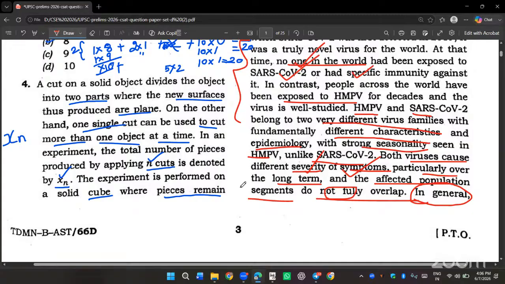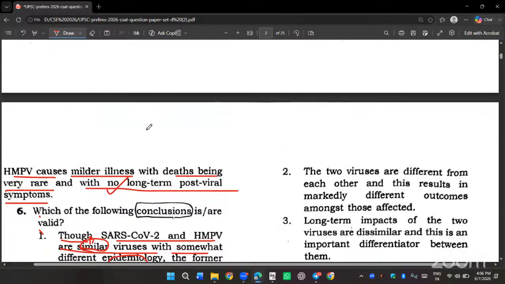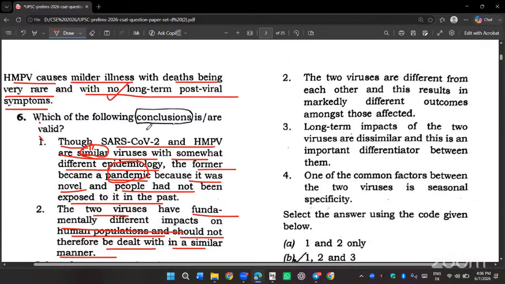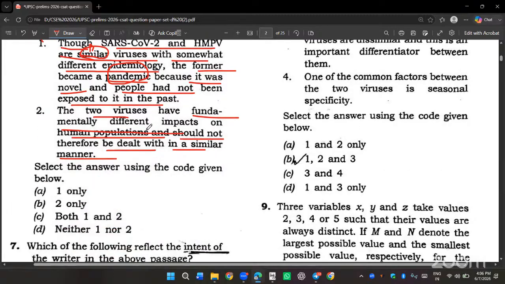In that case, they will deal with that virus in one way. At the same time, for this virus in which the people don't have specific immunity, we have to deal with it in a different way. So that is mentioned here. So what is the answer? 2 only. B for Bengaluru.